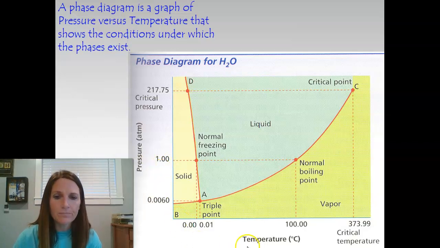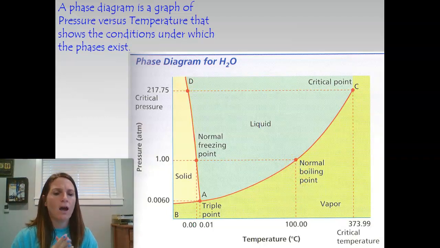Down here on the bottom of the chart, we have temperature, and this is in degrees Celsius, and we'll talk about what that means and what our degrees mean a little bit later. But 100 degrees Celsius is the normal boiling point of water. This is where water boils on a stove, in your house. This is the normal boiling point.